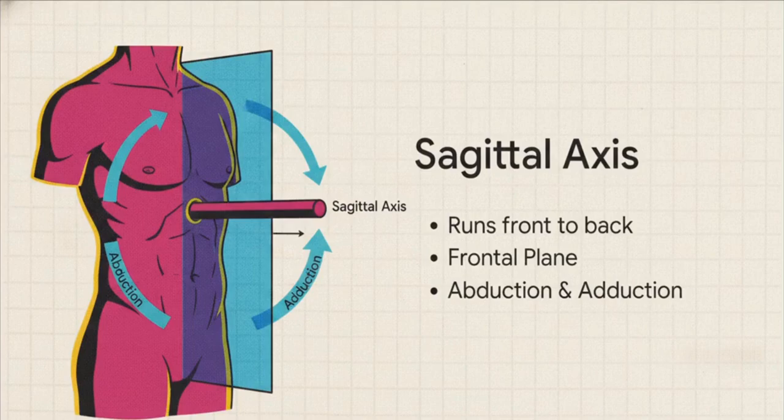Now take that imaginary pin and drive it straight through your belly button, directly out your back. This is the sagittal, or anteroposterior axis. It runs front to back, making it perfectly perpendicular to the side-to-side frontal plane. By pivoting around this specific rod, your arms and legs are able to safely swing side to side like a pendulum, driving abduction and adduction.